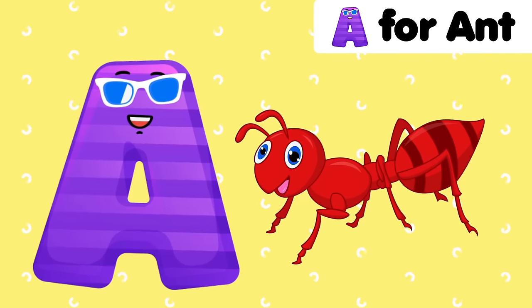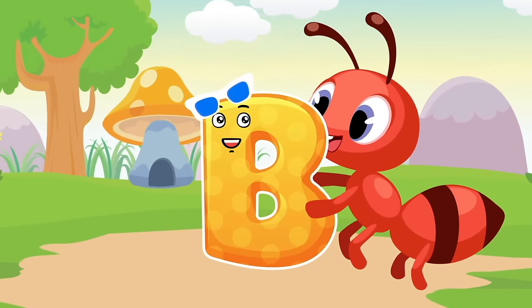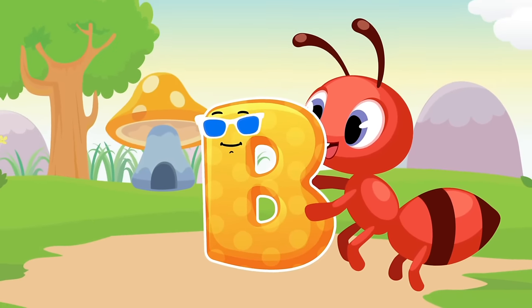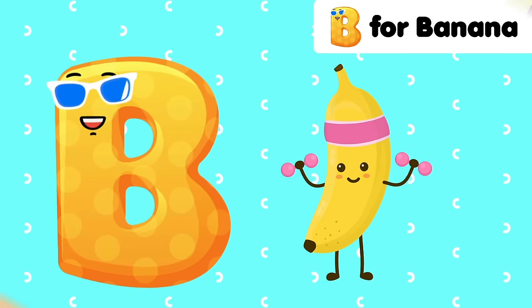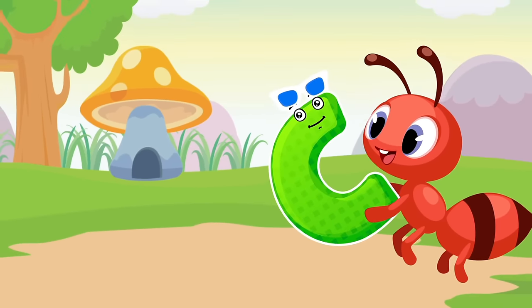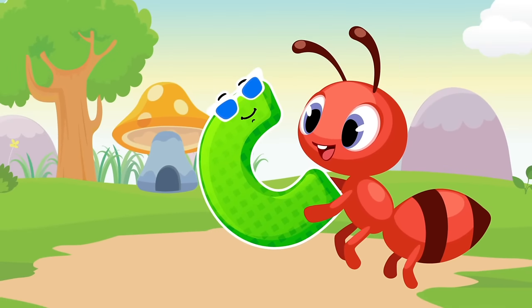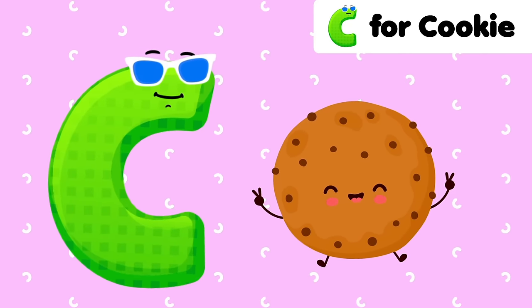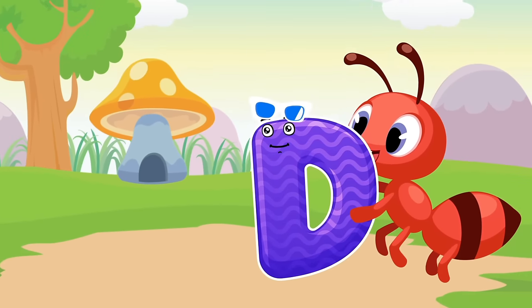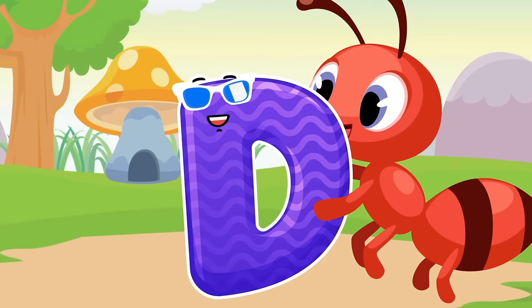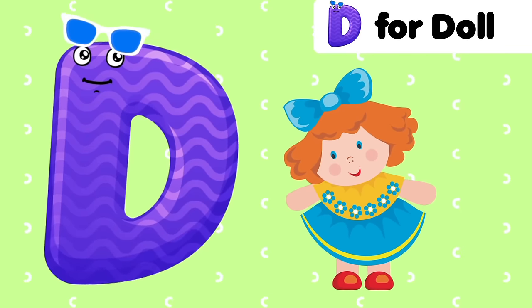A for an. B. Alphabet B. B for banana. C. Alphabet C. For cookie. D. Alphabet D. D for doll.